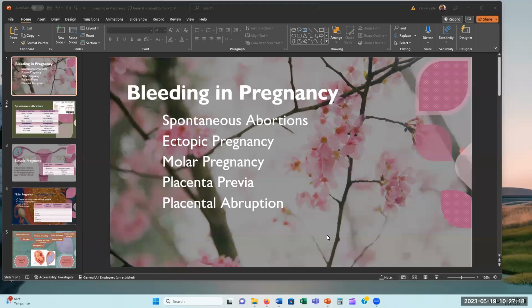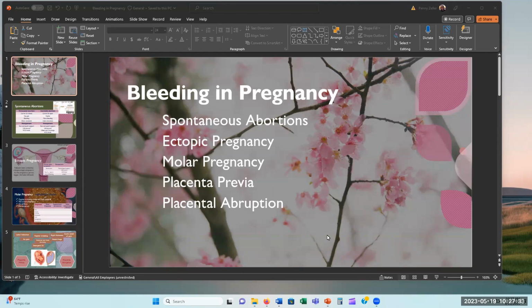Let's talk about bleeding during pregnancy. We can talk about this based on the trimesters. So spontaneous abortions, ectopic pregnancies, molar pregnancies, these are seen during the first trimester.